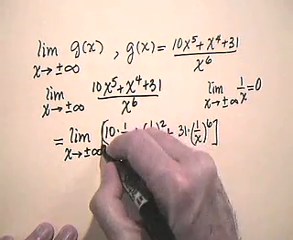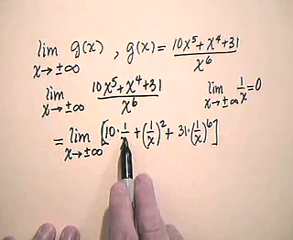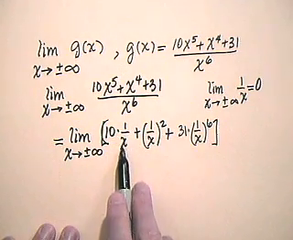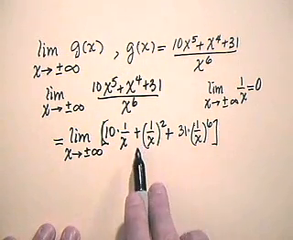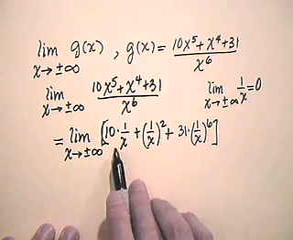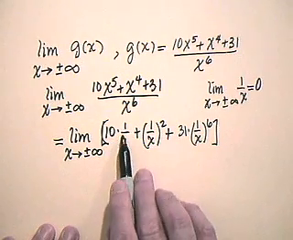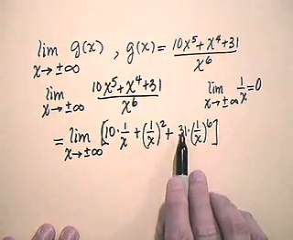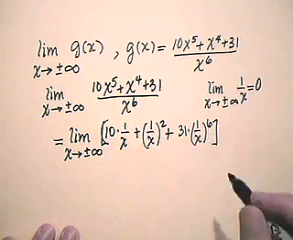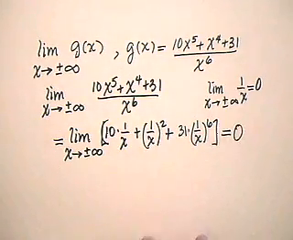And so now here is our limit, and notice each term has a factor of 1 over x to some power, and so that means as x goes to either plus infinity or negative infinity, that 1 over x goes to 0. So we get 10 times 0 plus 0 squared plus 31 times 0 to the 6th. All that is simply 0.